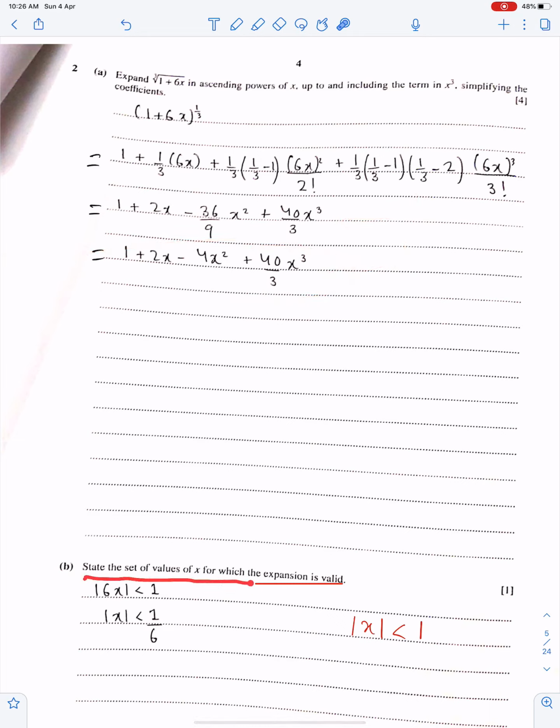State the set of values of x for which the expansion is valid. For that, use this formula. This is the condition for the values of x for which the expansion is valid. So write the second term here. Here, replace x by the second term, which is 6x, and then solve for modulus x. For that, you need to bring this 6 out of the modulus. When you bring this out of the modulus, it will become 6 modulus x less than 1. And finally, modulus x will become less than 1 upon 6. So these are the values of x for which this expansion is valid.